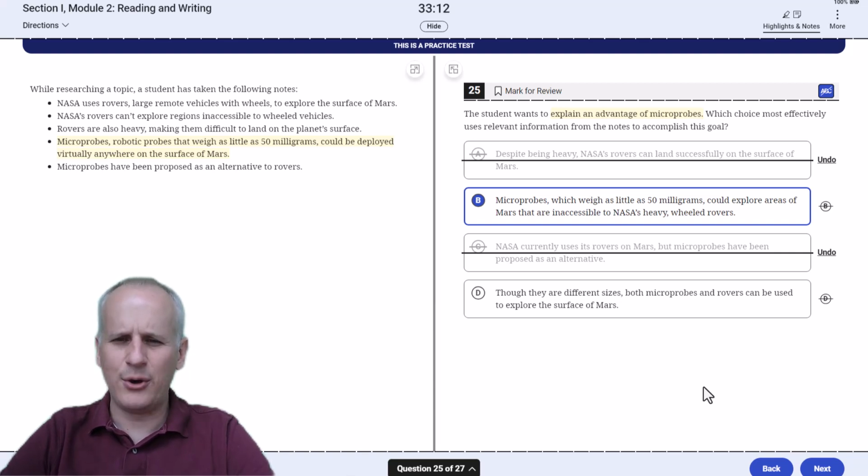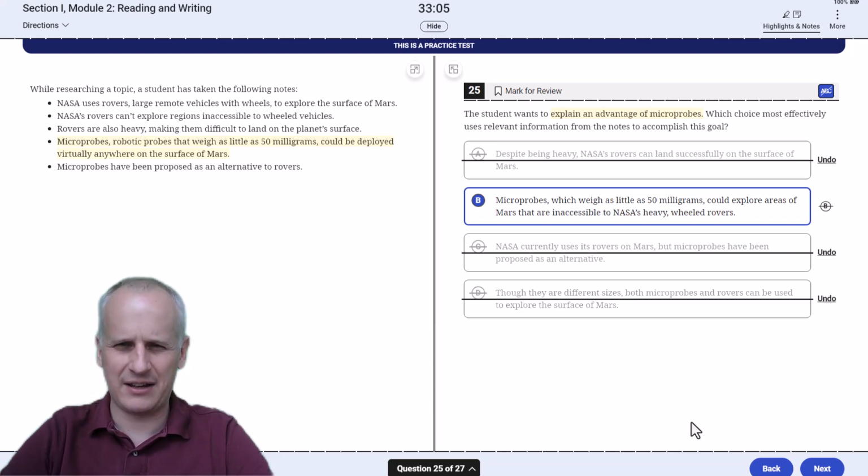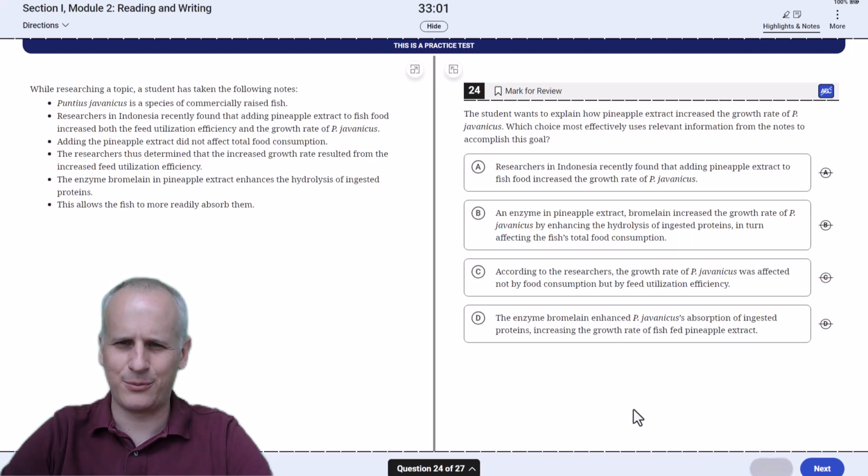Then choice D, though they are different sizes, both microprobes and rovers can be used to explore the surface of Mars. Well, again, that doesn't highlight the advantage of microprobes. B does. It's our correct answer. We hit back one more time for the last of our little finding which answer choice is the best synthesis of notes provided style question.